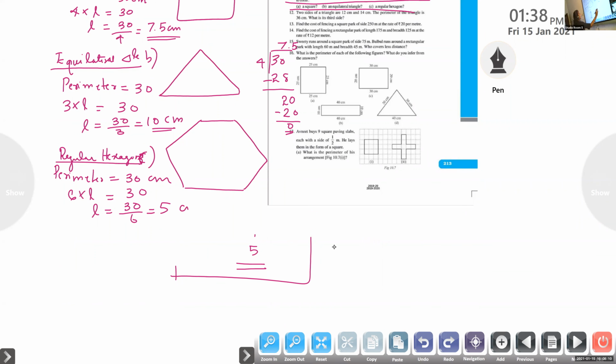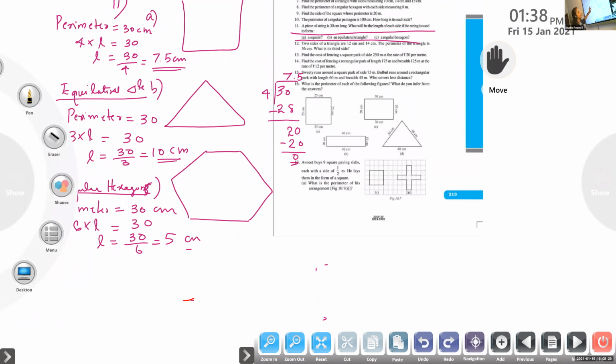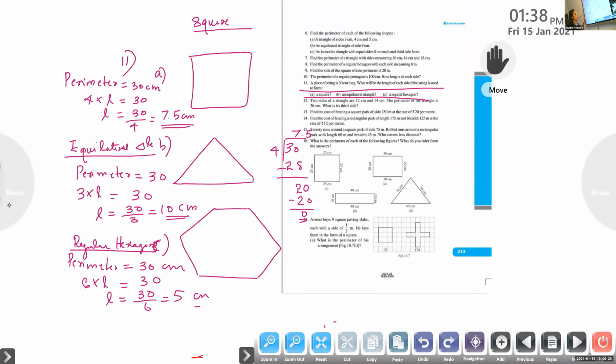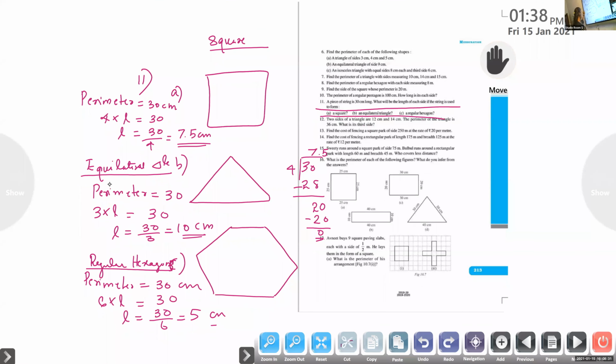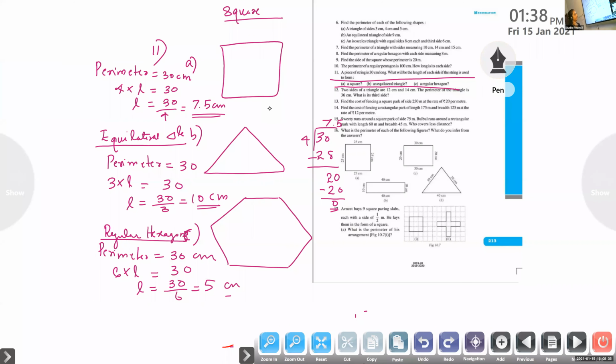Clear, children? All these sides are different because we have to make the same perimeter of 30. So there will be longer sides and shorter sides. Anyway, with this 30 centimeter, we have to adjust and make. Did you understand? Yes, ma'am. That 30 centimeter is the perimeter. Now 12, 13 and 14, 15 are our homework.